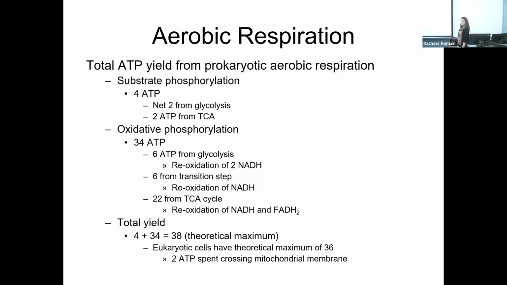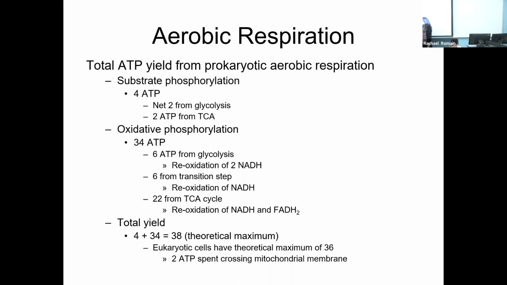So like 10 slides ago, when we said you make 38 ATP, where is it coming from? You make 4 ATP total in that substrate phosphorylation: 2 from glycolysis, 2 from the TCA cycle, under here somewhere. Then everything shifts to the electron transport chain, and you're going to make 34 total.